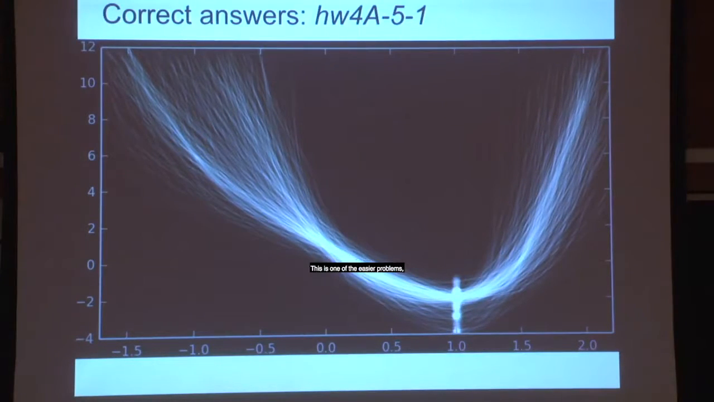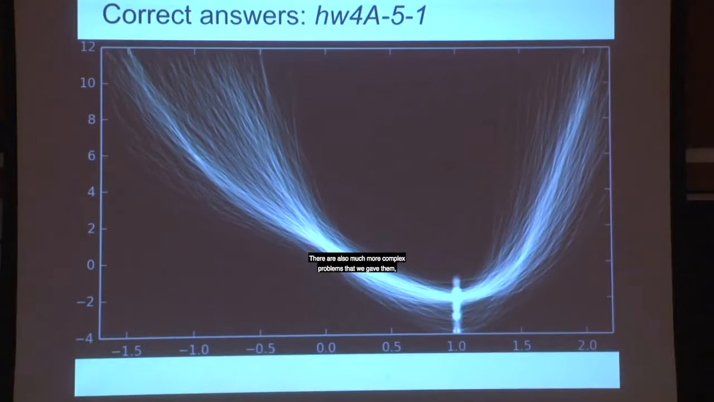This is one of the easier problems, where we're asking them to draw a quartic function, I believe. You can see there are some things that are fairly tightly constrained, so a lot of people will get the critical point location here exactly at x equals 1 or very close to it. And then there are other things that pedagogically we simply don't care about. We don't care about the exact position of the tails of their function. All we care about is that it's generally going up.